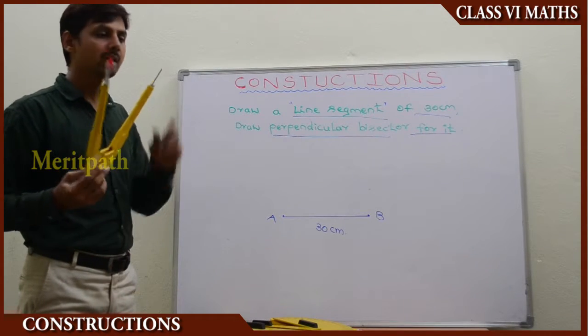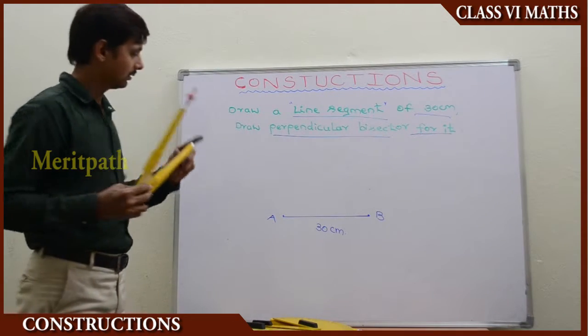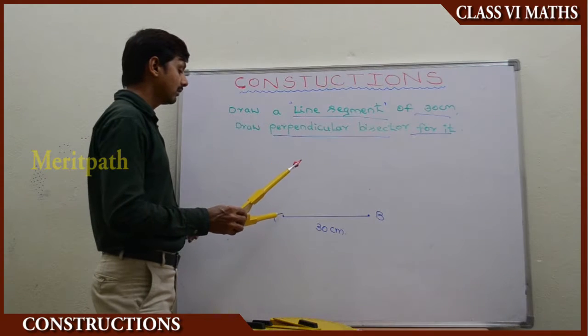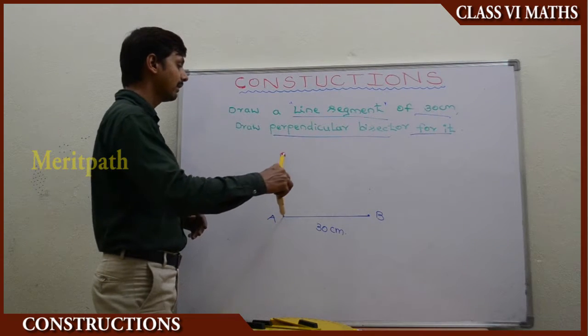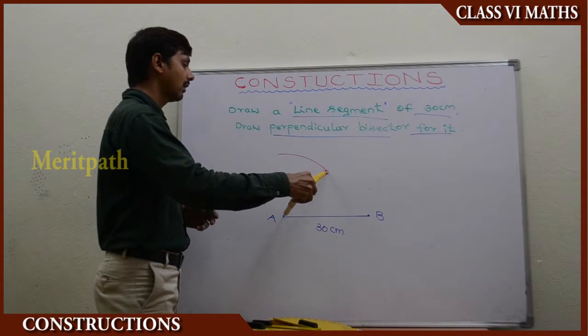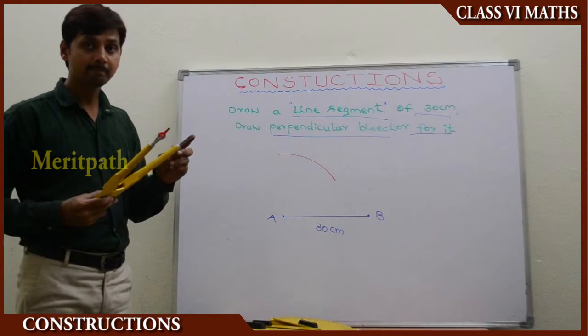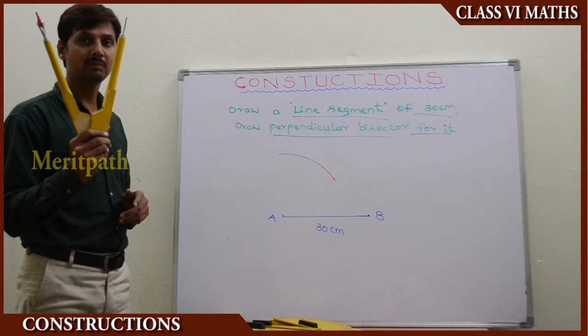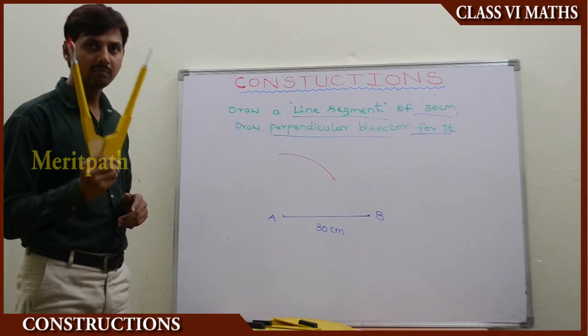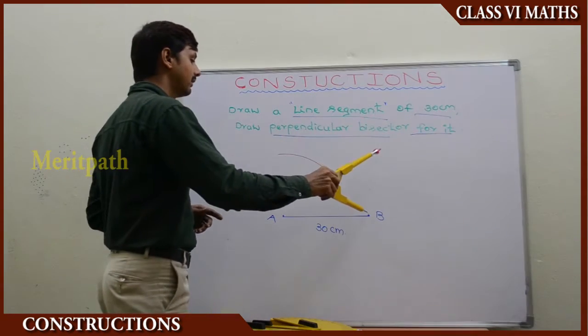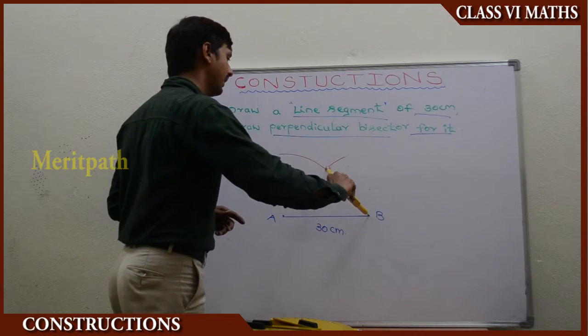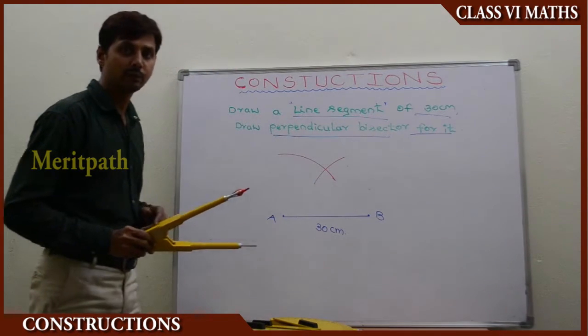So using this, we place it on point A and make an arc. We made an arc with point A with the same radius. Let's take this point B and make an arc using point B.